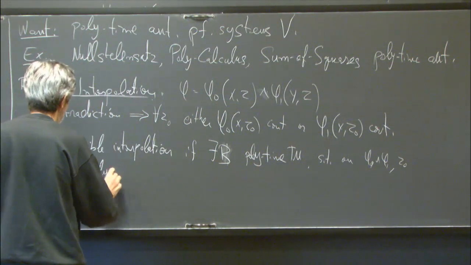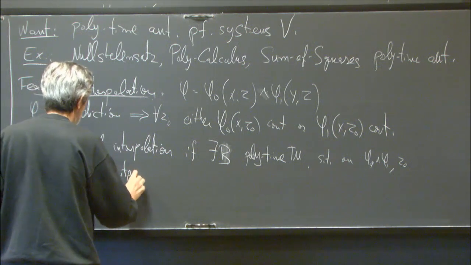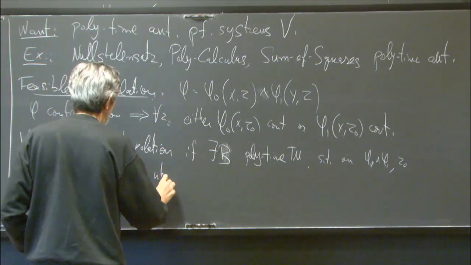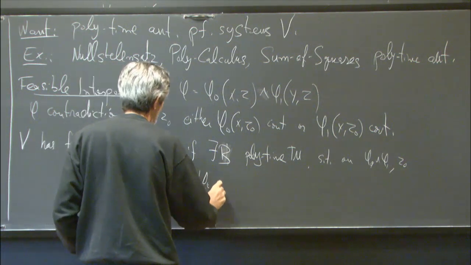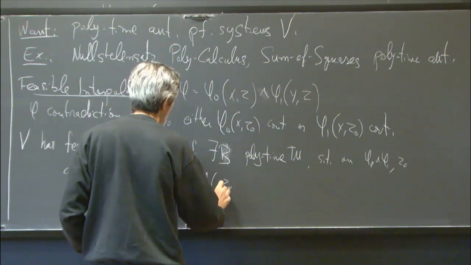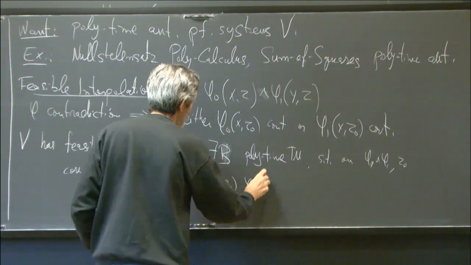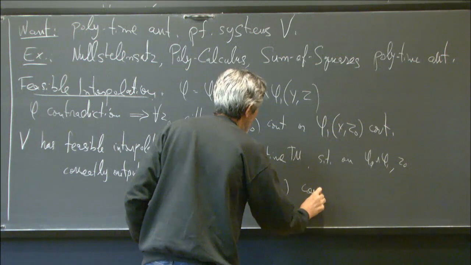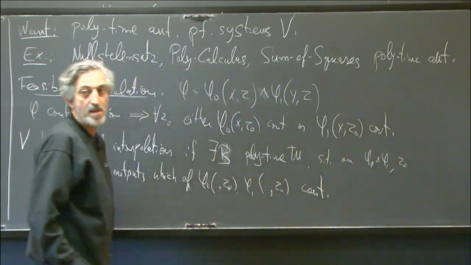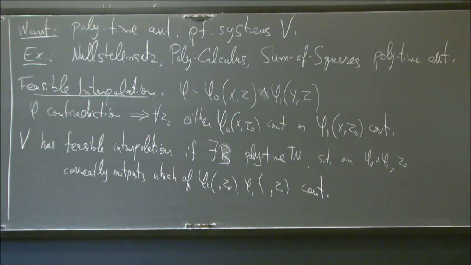it correctly says which of phi 0 or phi 1 is a contradiction. Of course, it may be that both are contradictions. It's not really a function, it's a relation. If both are contradictions, it can answer any one, otherwise it answers correctly.